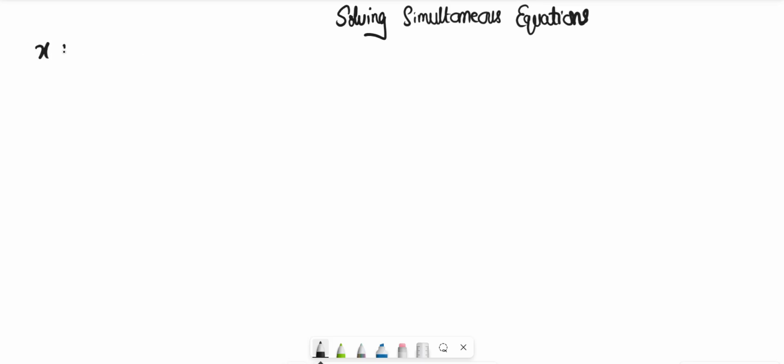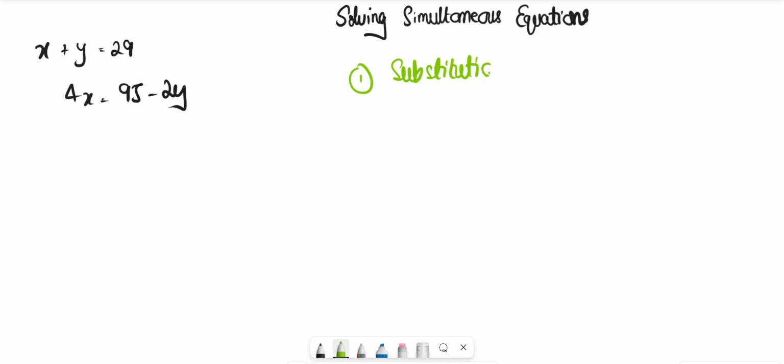Let's say we have the equation x plus y equals 29, 4x equals 95 minus 2y. Now, things look a bit easy for us. Let's solve it, first things first, by substitution. The first rule was make the subject of the formula. I want to feed my ego a bit. Let's make x the subject of the formula, right? So x equals 29 minus y. 4 into 29 minus y equals 95 minus 2y.